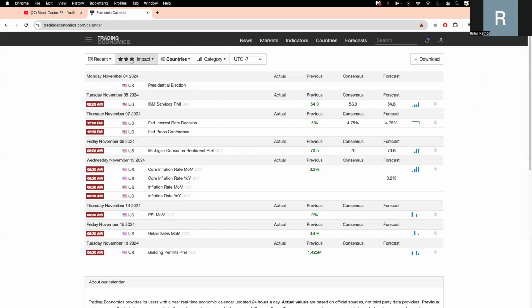Let's go ahead and see the economic calendar. We all know this is a very important month for the market because we have the election results coming. You will see a lot of volatility in the market, a lot of big swings on any side, so be careful with big positions. Again, we have important data on Thursday, November 7th, the Fed interest rate decision. As I mentioned, there will be a lot of volatility in the market, so let's be careful.